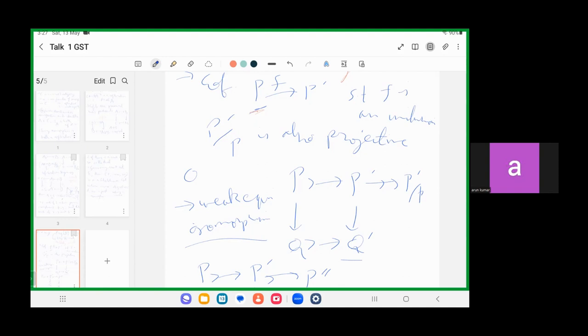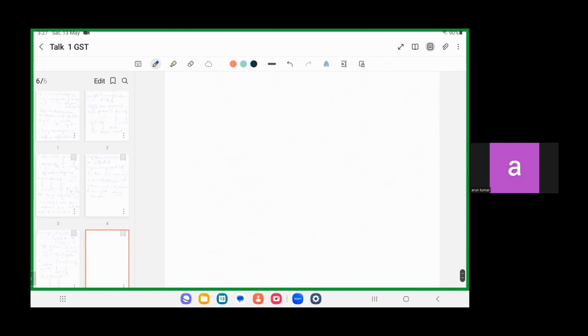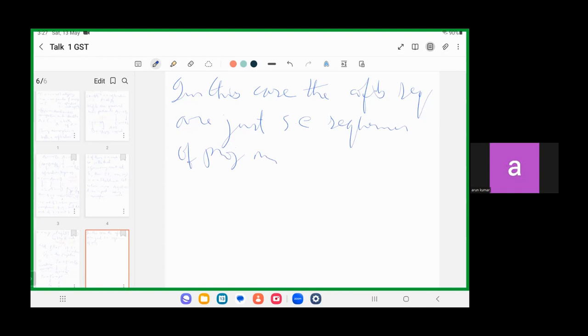And in this case, the cofibration sequences are just short exact sequences. So these are just short exact sequences of projective modules. Let me write it more clearly here. So these are our cofibration sequences in this case. So this is one case.